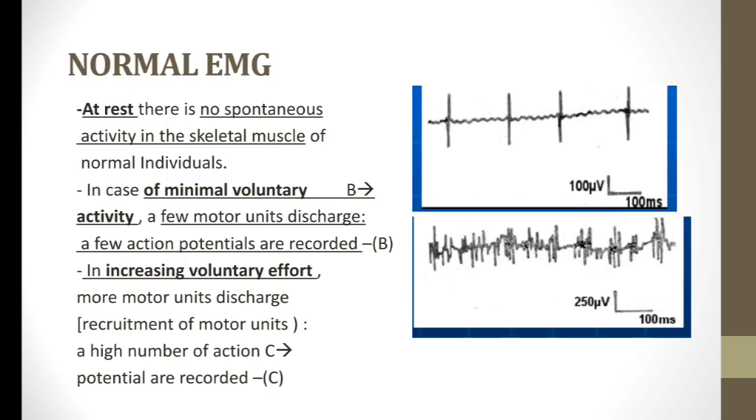Normal EMG at rest: there is no spontaneous activity in the skeletal muscle of a normal individual. In case of minimal voluntary activity, few motor units discharge, so few action potentials are recorded. With increasing voluntary effort, more motor units discharge, meaning there is recruitment of more motor units. So the action potential is higher and can be recorded as shown in this figure also.